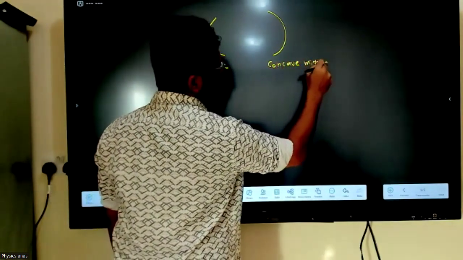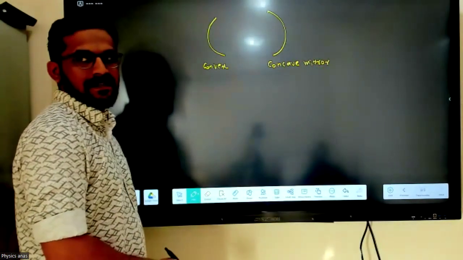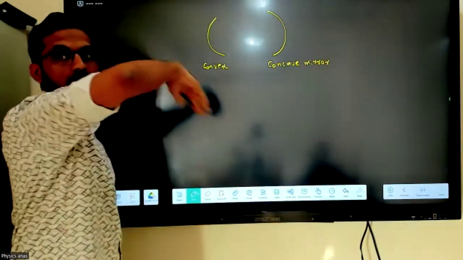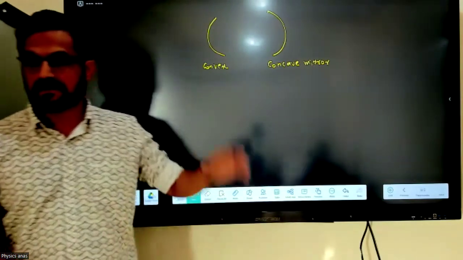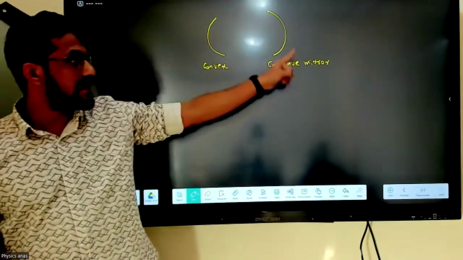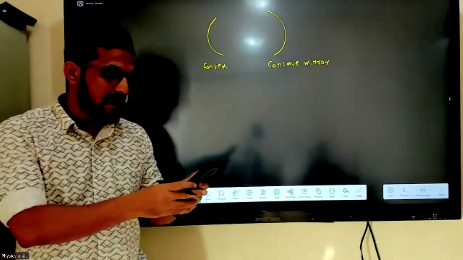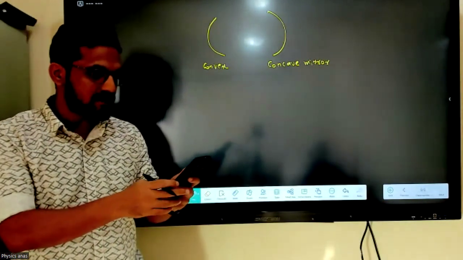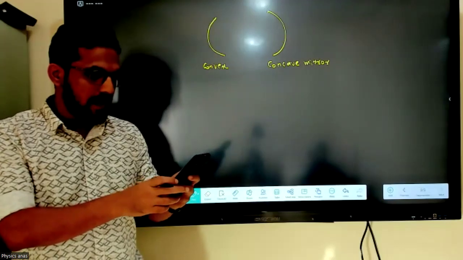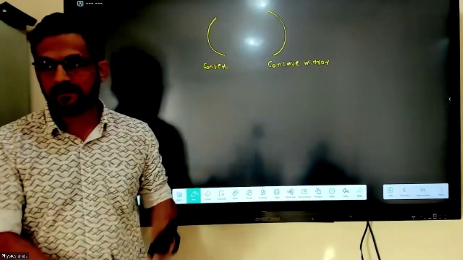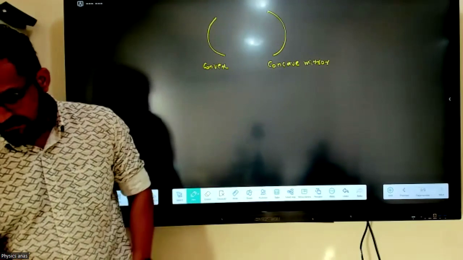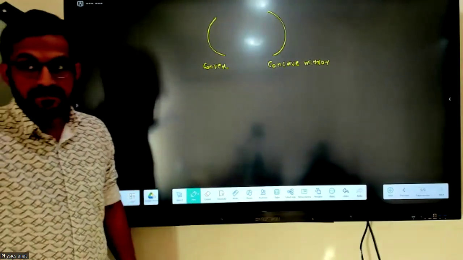And you can define convex and concave. What is a convex mirror? If the reflecting surface is bulged outwards, then that is a convex mirror. What is a concave mirror? If the reflecting surface is bulged inwards, then that is a concave mirror.